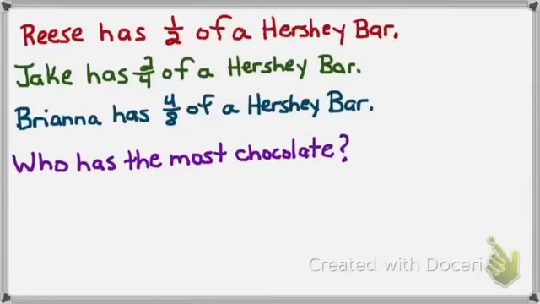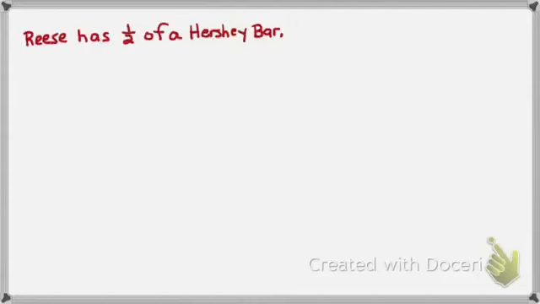Well, it seems like Brianna would have the most chocolate, right? Because 4/8, that sounds much bigger than 2/4 or 1/2. Let's take a look at this. So Reese has 1/2 of a Hershey bar. Here's a whole Hershey bar.